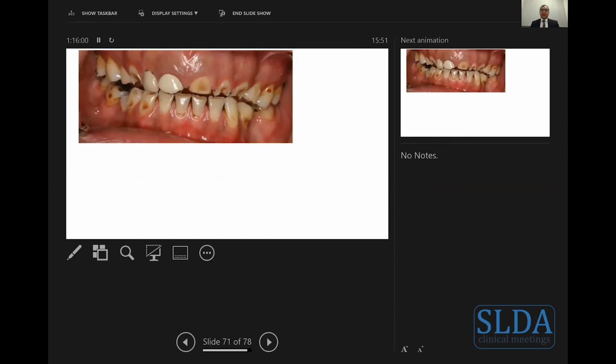So this is a case that I would like to show that I managed many years ago while I was a trainee with Professor Sam. This was an anterior tooth surface loss. You can see some minor posterior tooth surface loss as well, but the main issue for this patient was appearance, and it was not his concern. He mentioned that it was his wife's concern that she doesn't particularly like the way his teeth look.